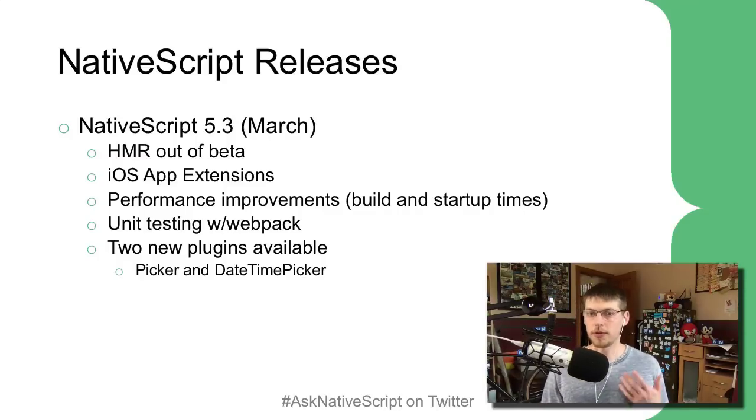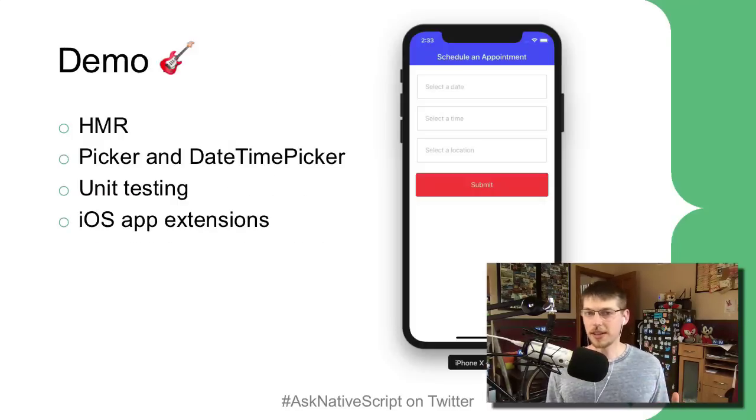We made some more performance improvements, both to NativeScript build times as well as app startup times. We shipped a bunch of new unit testing improvements, such as the ability for you to unit test your Vue.js apps using the NativeScript CLI. And we also released 2 official new NativeScript plugins, the Picker plugin and the Datetime Picker plugin. So there's a lot here.